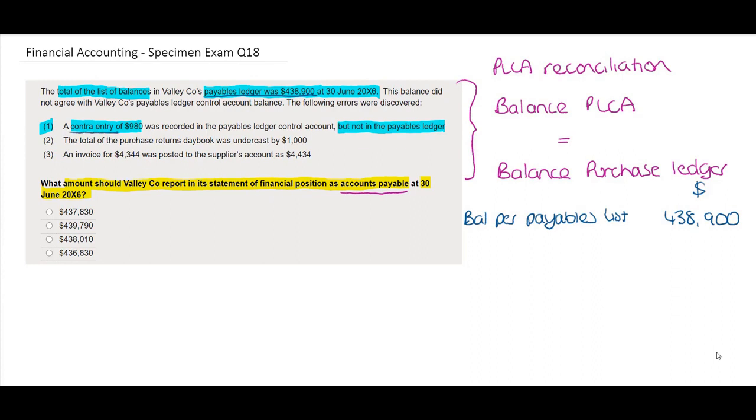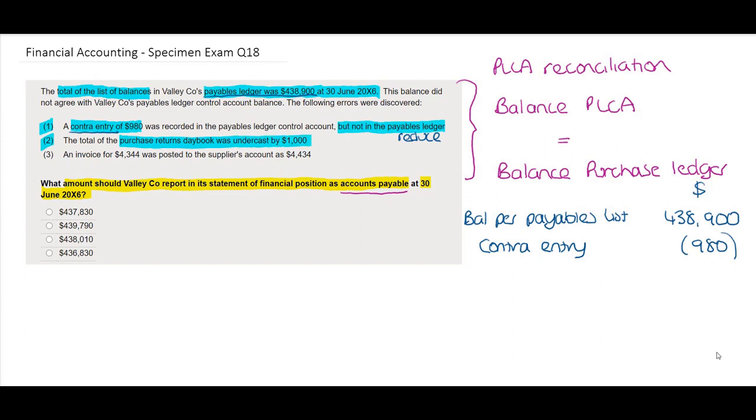A contra entry arises when we have a customer and a supplier that is the same entity, and we are therefore adjusting or offsetting the balance from our sales ledger control account and the sales ledger and the purchase ledger control account and the purchase ledger. So we will always be reducing the balance with the $980. And so therefore, because it hasn't been updated in our payables ledger, we need to reduce our balance per the payables list. The next error tells us that the total of the purchase returns daybook was undercast by $1,000.